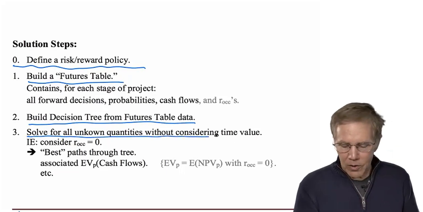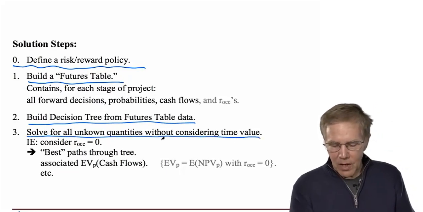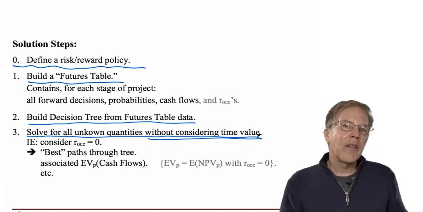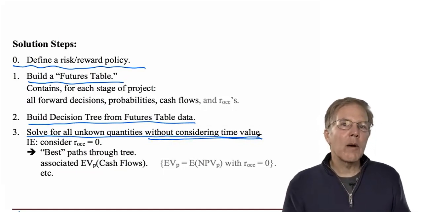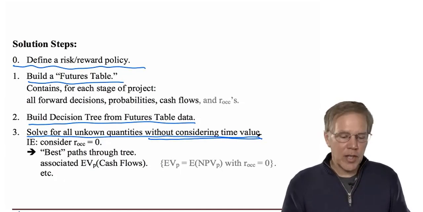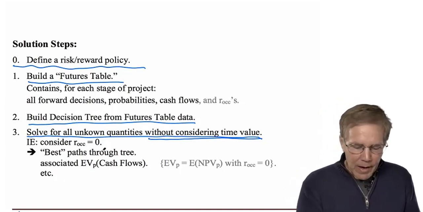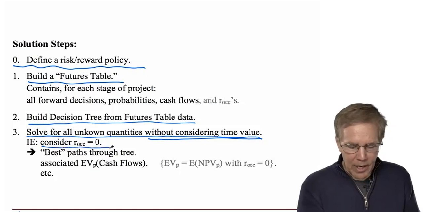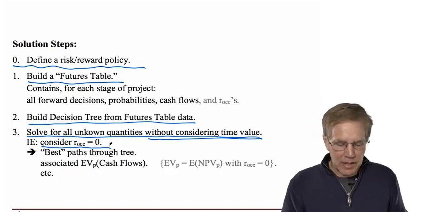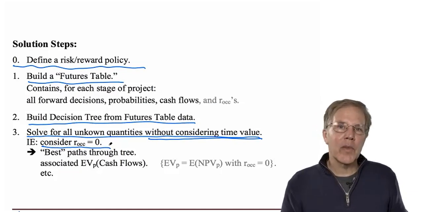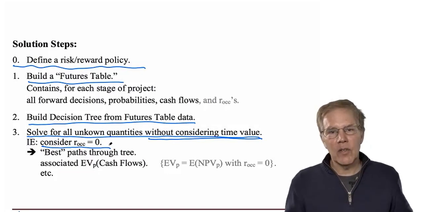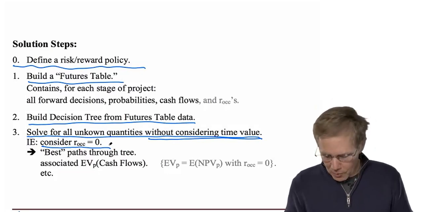and then we're going to solve for all of our unknowns, and we're going to start doing this without consideration of time value. That's the equivalent to, in the mathematics of money chapter, my review chapter for you on this, considering that the opportunity cost of capital is equal to 0. That's the way it works out. That's equivalent to, and gives us the same answer as, just saying we're not considering time value at all, okay?